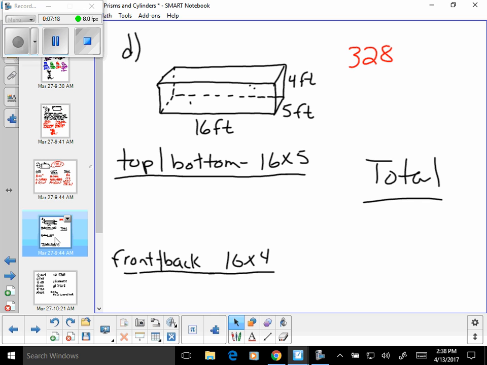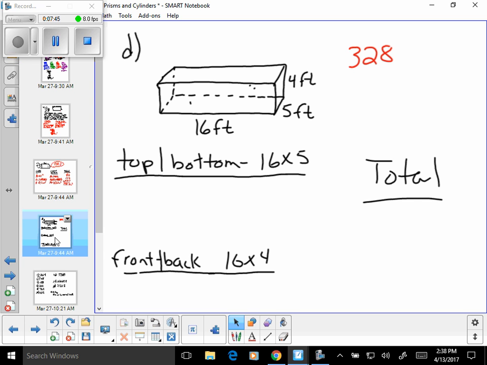Example D is a rectangular prism. Now, what some people do, and this is what I do, I use the idea of a top and bottom piece being the same in a rectangular prism. Kind of like if I think of a Kleenex box. The bottom that it sits on and the top that you pull the Kleenex out of are going to be the same size, and those are going to be 16 by 5s.